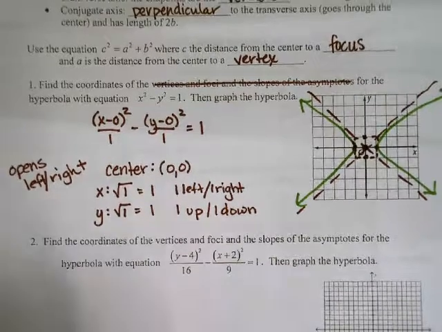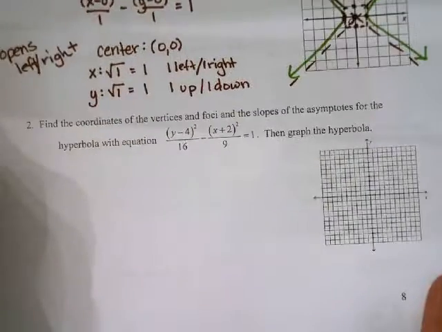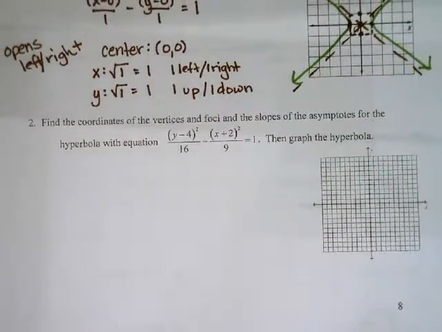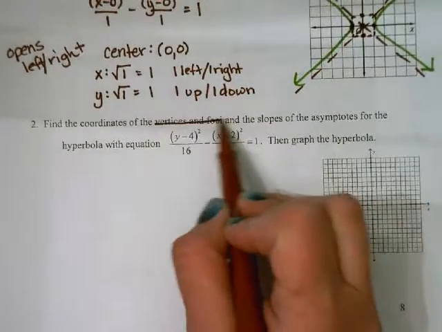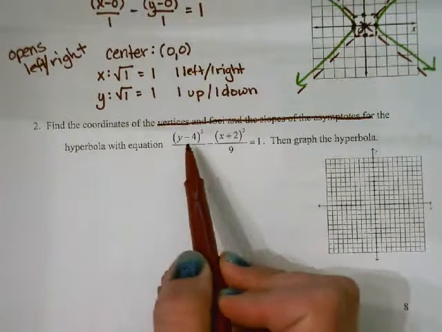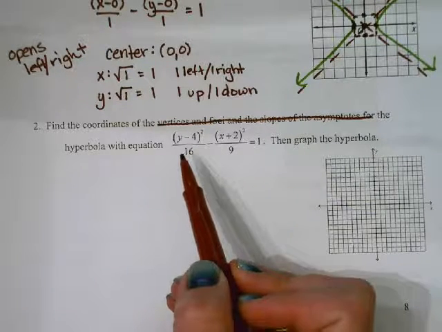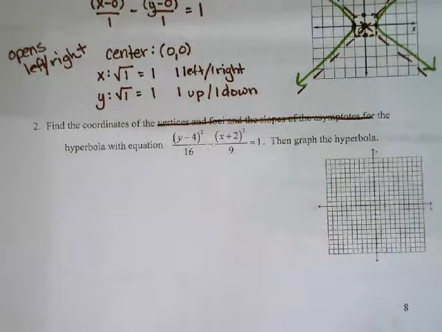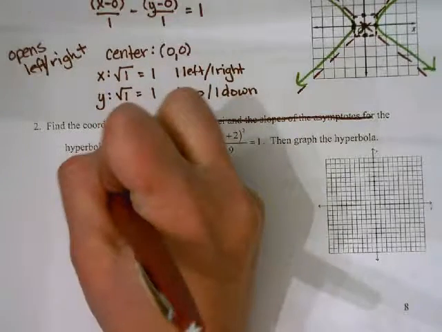Okay, let's try another one. Okay, let's just investigate this guy before we do anything. Notice that this guy is the y squared term first. So since the y squared term is first, that tells us, I'm going to think my YMCA song, that tells us this guy opens up and down.